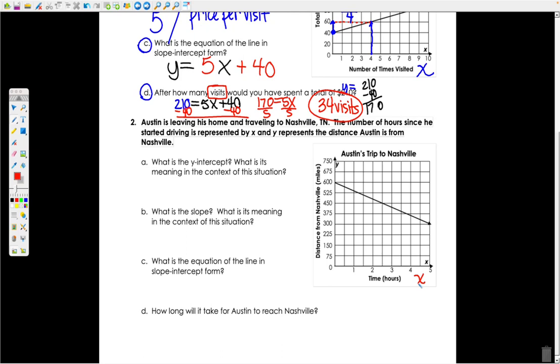So can you tell me first the y-intercept? Let's start with that. 600 miles. And now you have to tell me, what does it mean in this situation? How far he is from Nashville, or how far he lives from Nashville.